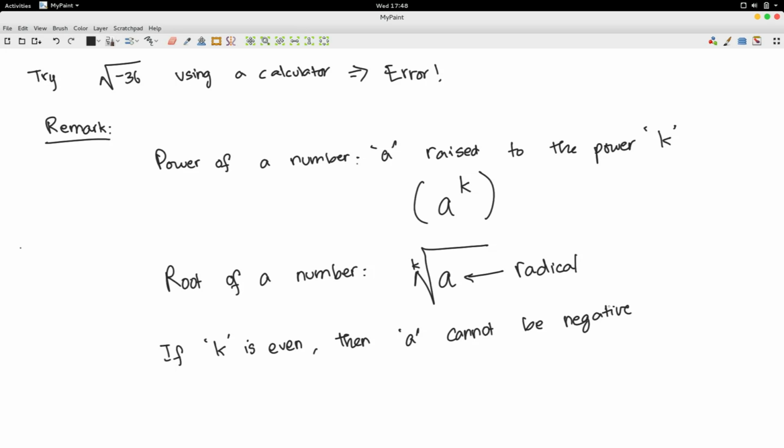That's all about powers and roots. I hope the video helped a bit in understanding powers and roots.